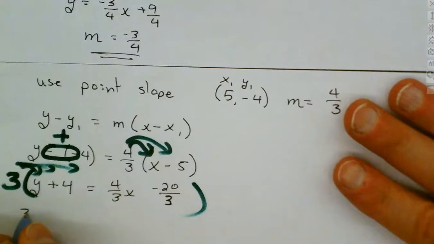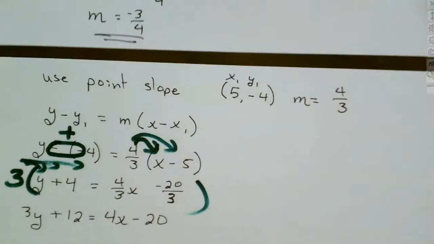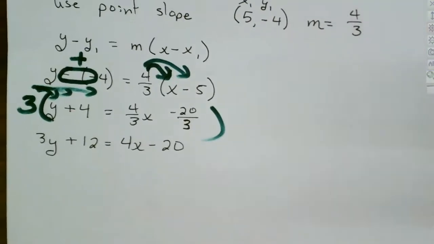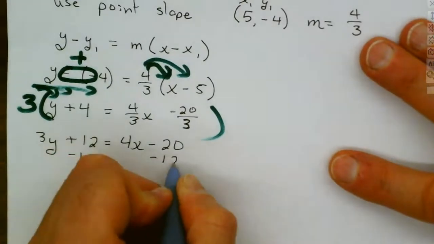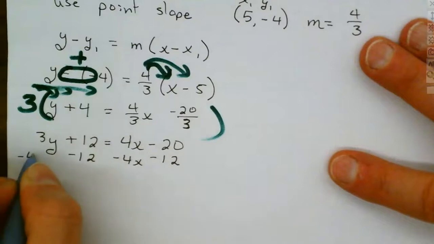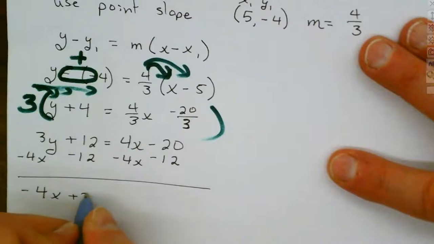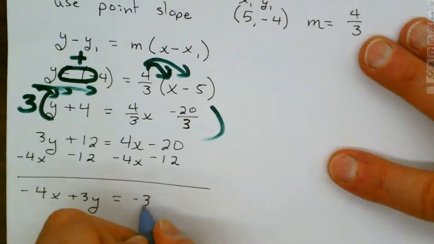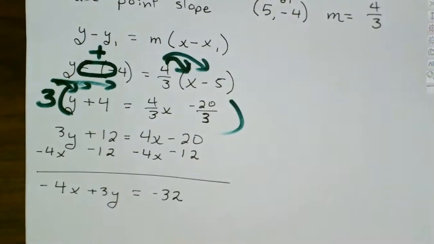And now we've got 3y plus 12 equals 4x minus 20. And again, we want this in standard form. So I'm going to move the 12 over, and I'm going to move that 4x over also. And now we've got a minus 4x plus 3y equals, putting those together, minus 32. Is that in standard form? Yes or no?